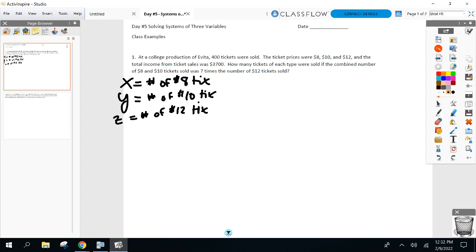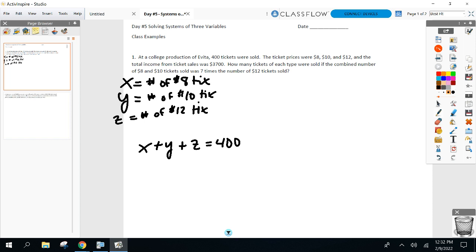Well, first thing we come across, how many tickets did we sell? Okay. So just like we've done the last week, what's our first equation going to be? Except now I don't have two kinds, I have three kinds of tickets. Okay, here we go. X plus Y plus Z equals 400. We're all good. 400 tickets sold. There's equation one.